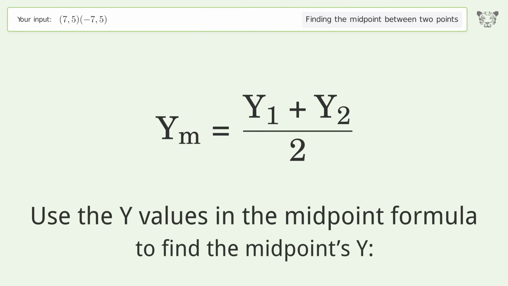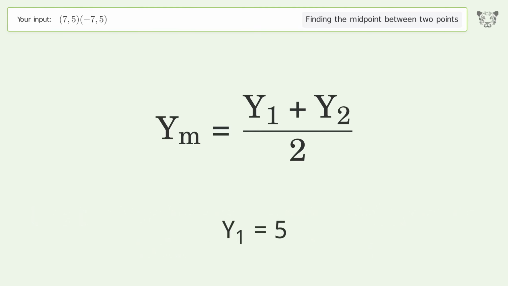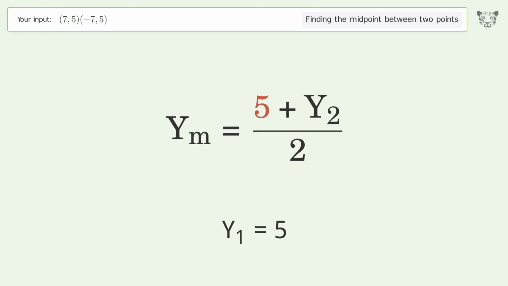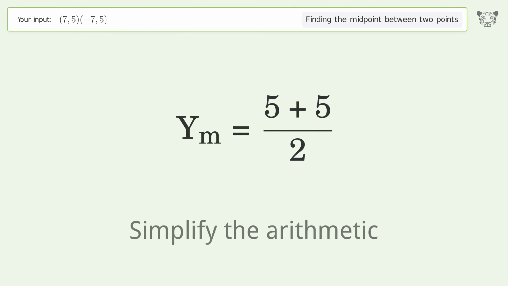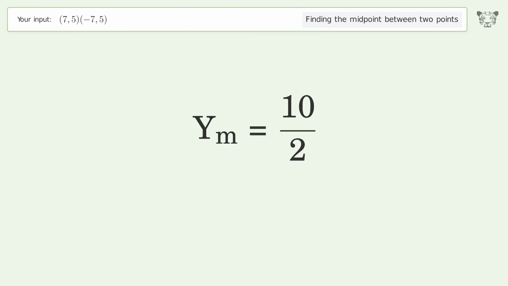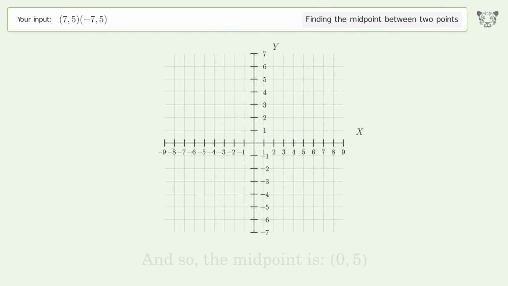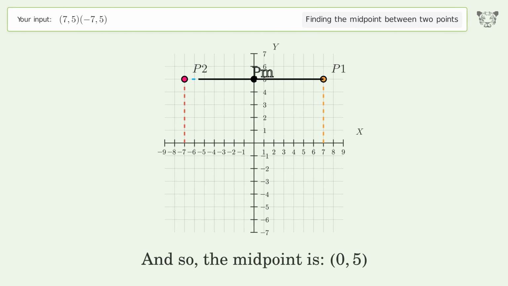Use the y values in the midpoint formula to find the midpoint's y. y1 equals 5. y2 equals 5. Simplify the arithmetic. And so, the midpoint is 0, 5.